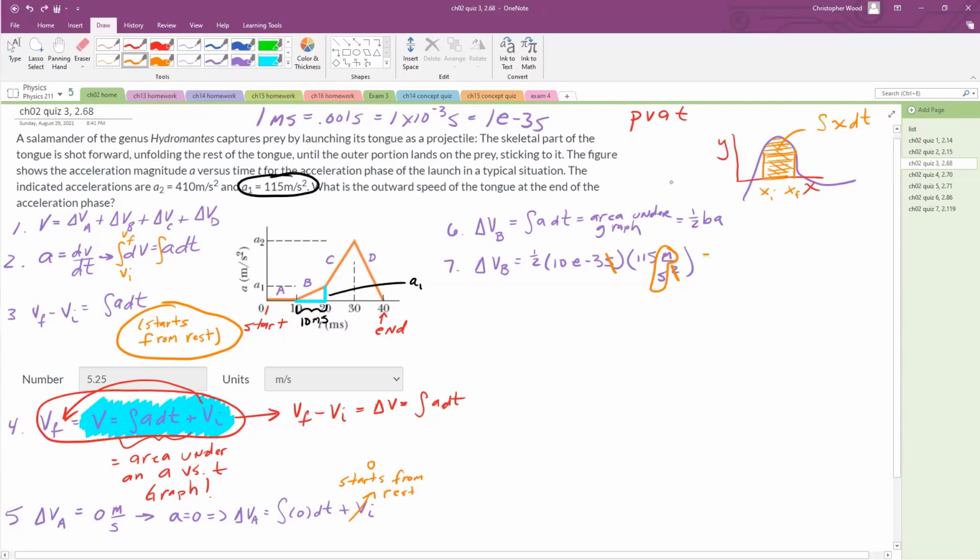So then all I have to do is get out my calculator and ask, what is 1/2 times 10 e minus 3 times 115? My calculator says 0.5 times 10 e minus 3 times 115 is 0.575. So that's the salamander's tongue velocity at the end of segment B, 0.575 meters per second. And again, this is delta VB. So 2 down, 2 to go.